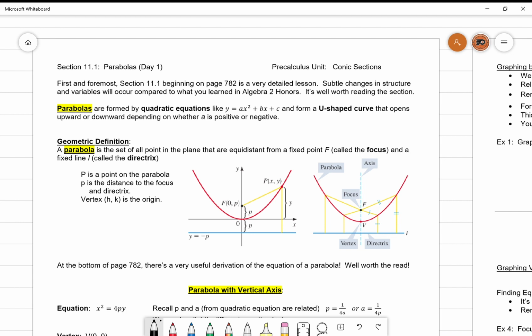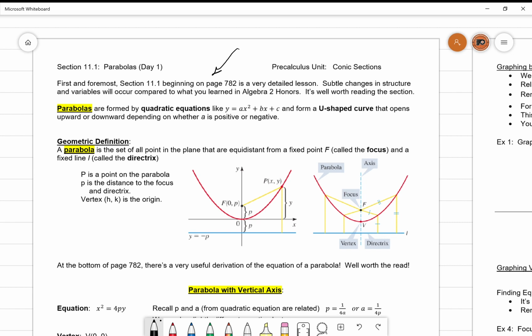So we're going to start with parabolas. I'm not really going to read everything to you, but you may want to look at page 782, Section 11.1. It really does have everything that's in this note guide, so you could read your textbook right now and get everything you need.